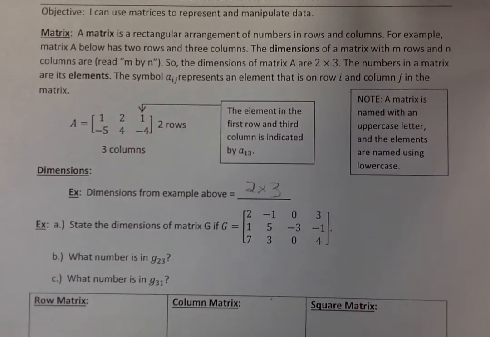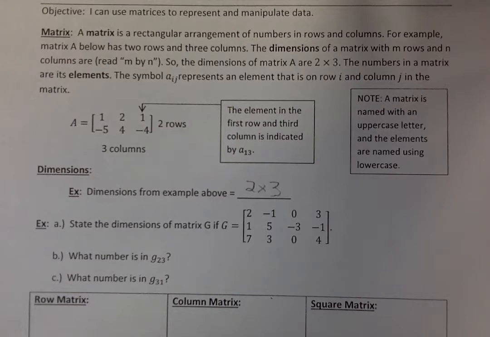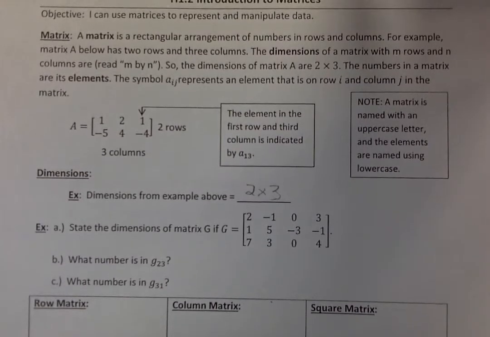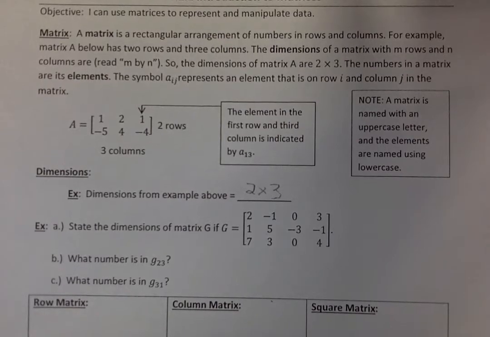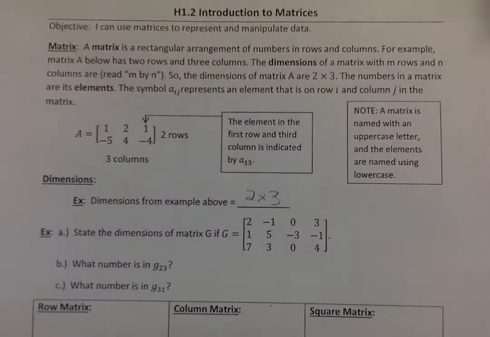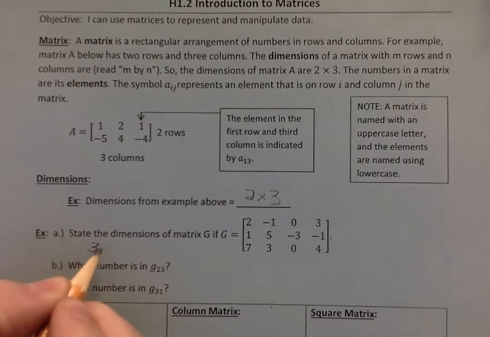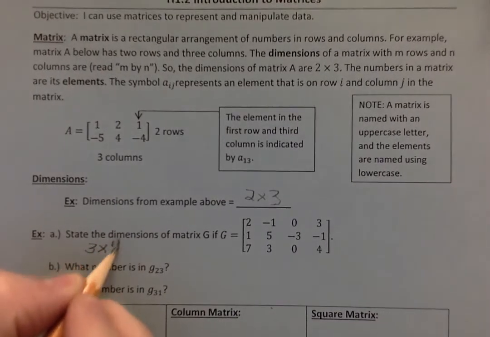State the dimensions of matrix G if G equals all of those different numbers. Again, how many rows? 1, 2, 3. So it would be 3. And how many columns? 4. So that would be 3 by 4.